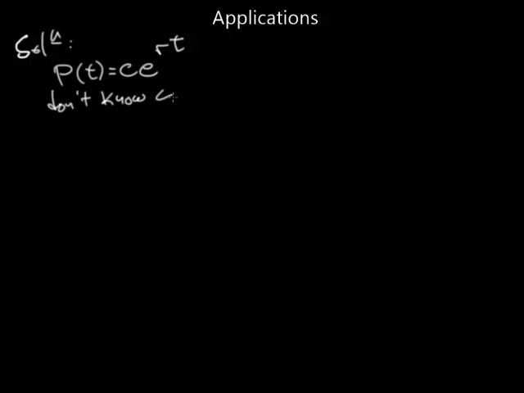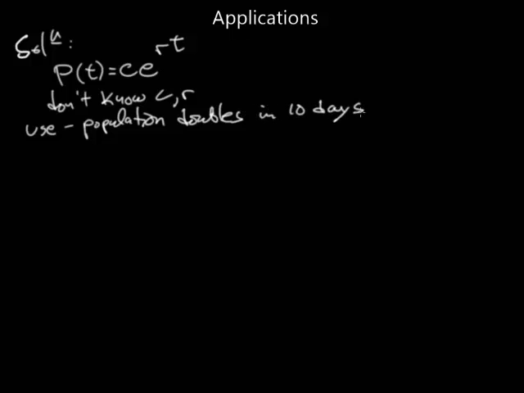So let's go through how you use this information to solve the problem. So let's see. We know that the solution is c e to the rt, and we don't know c or r, but we do have some information. So the first part of the problem is this doubling time fact. So how do we use that? Well, let's see. The population doubles in 10 days. So what does that mean?